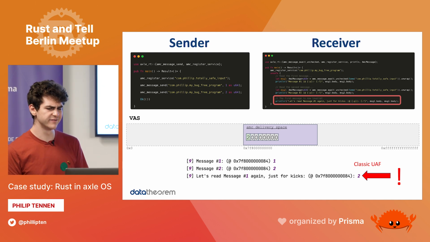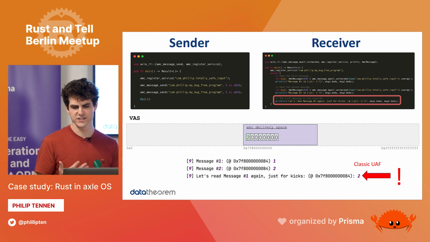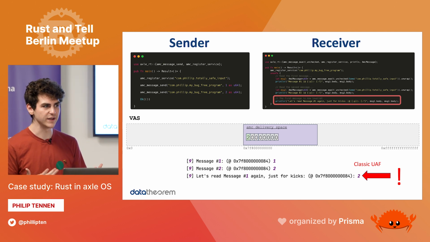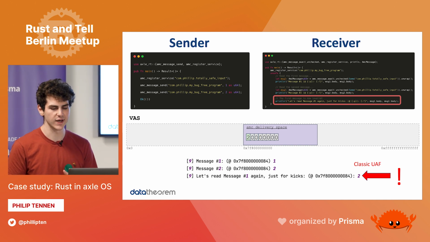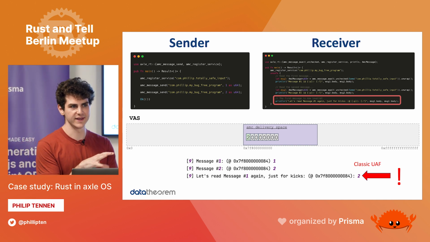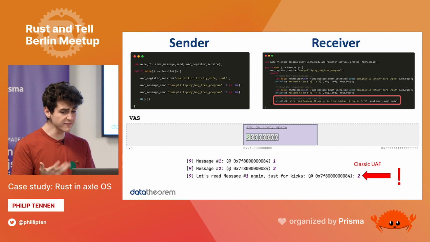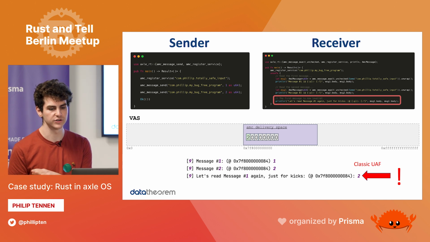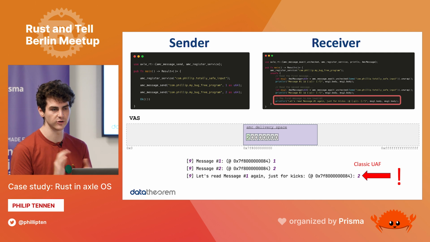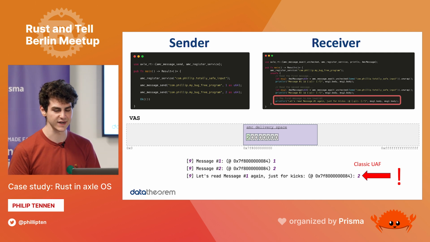But I thought this was kind of interesting, that I didn't know if there was any kind of nice way to express in Rust that the thing returned by this is valid until the next call to AMC message await. And I would be interested to hear if anyone has ideas on how to express that.